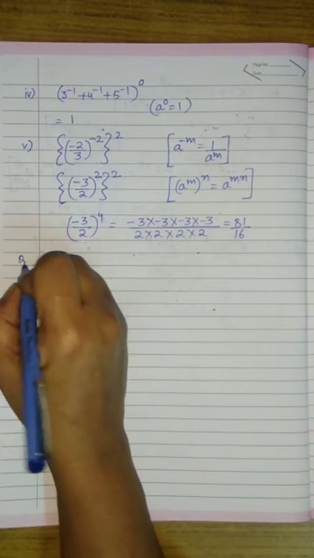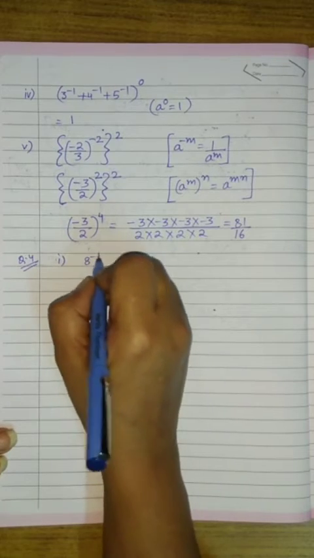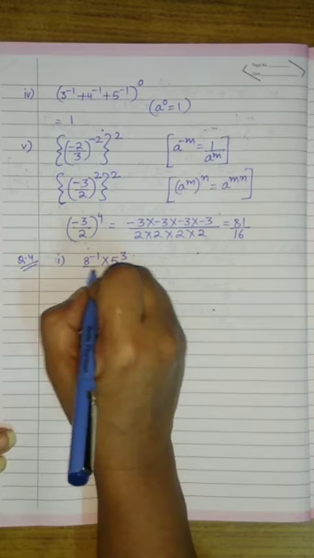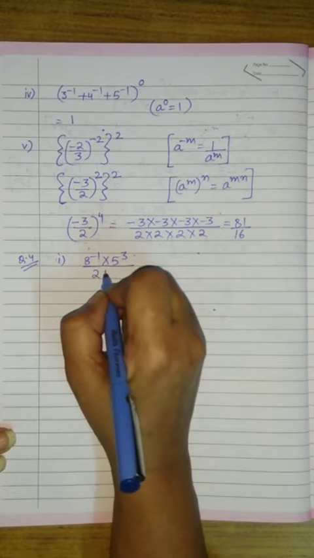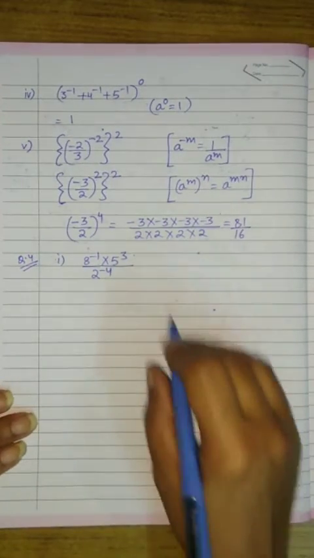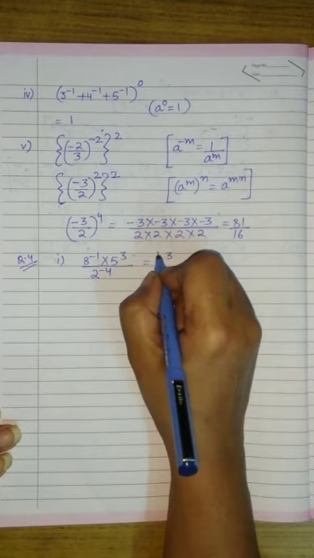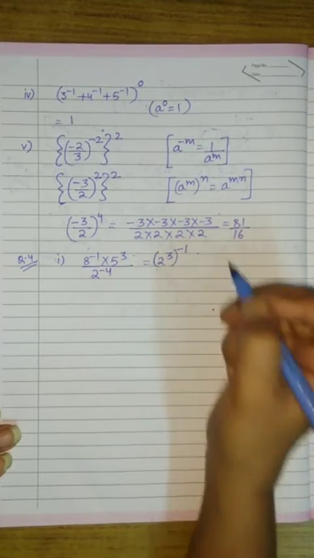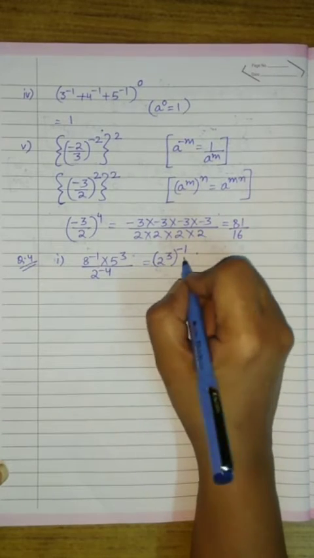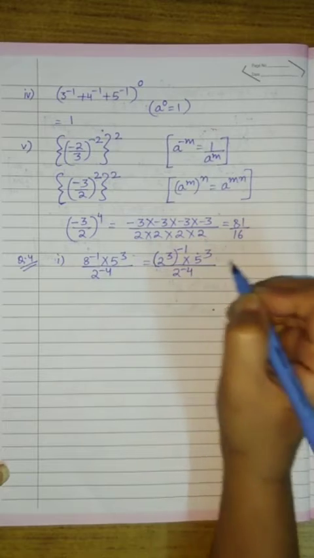So I'm moving to question number 4, part 1. In part 1 we have 8 raised to power minus 1 into 5 raised to power 3 and 2 raised to power minus 4 in the denominator. Now 8 can be written as 2 raised to power 3 to the power minus 1, because 2 multiplied 3 times gives 8, into 5 raised to power 3 upon 2 raised to power minus 4.